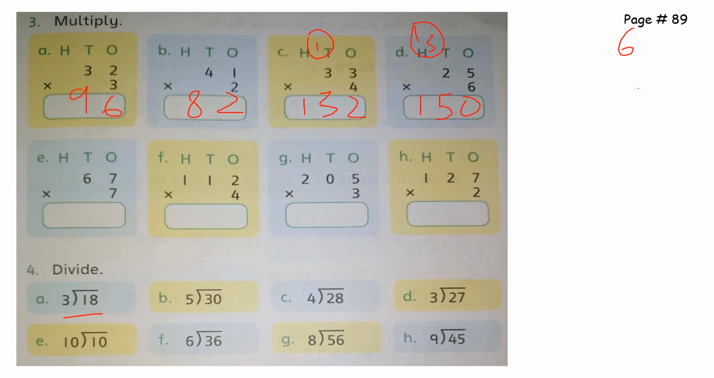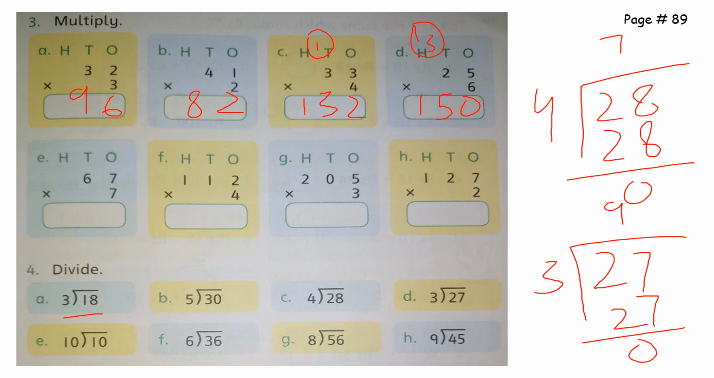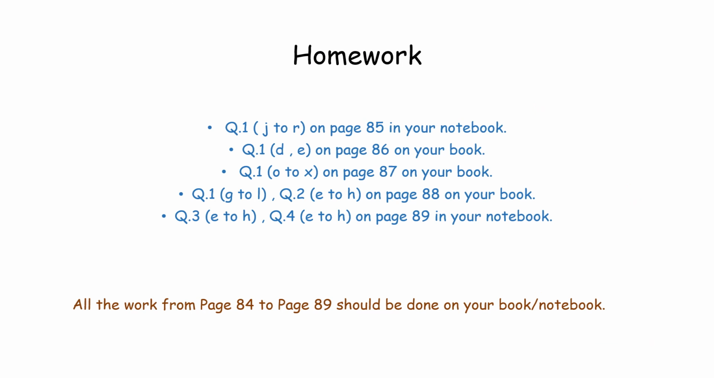Now the next one is 28 divided by 4. 4 7s are 28. The last one is 27 by 3. 3 9s are 27. And this is all your homework.